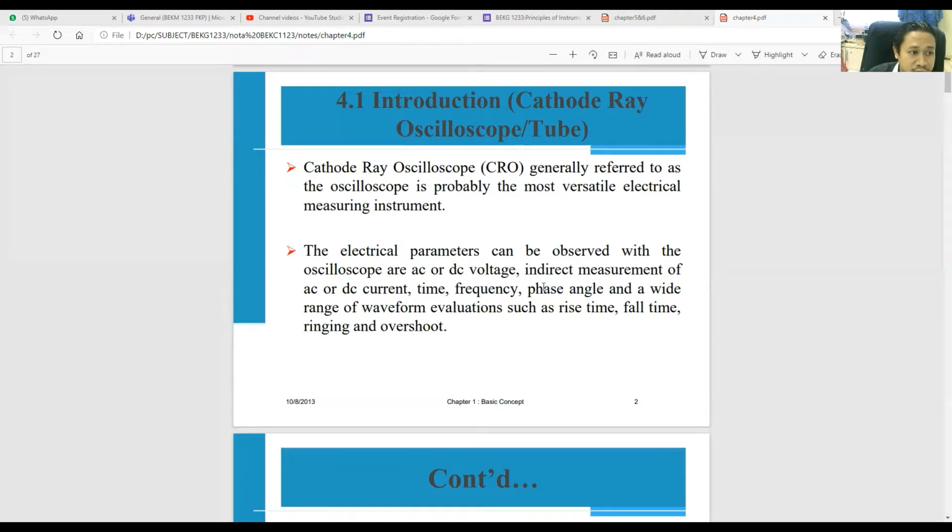Using the oscilloscope, we can measure DC or AC voltage. We can also measure the frequency and the time, and we can calculate the rise time, the falling time, and also the overshoot. That's why we call the oscilloscope the most versatile electrical measurement instrument.